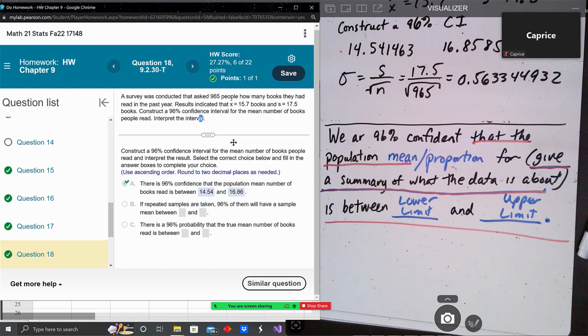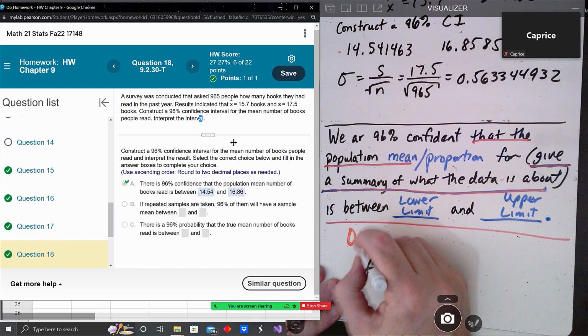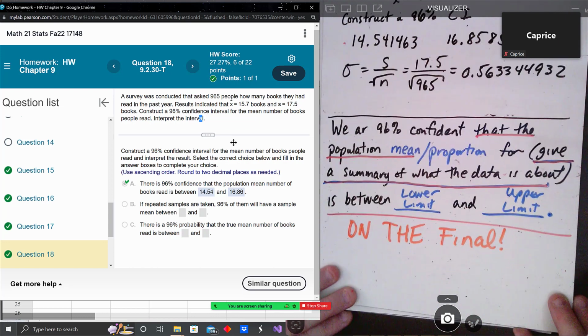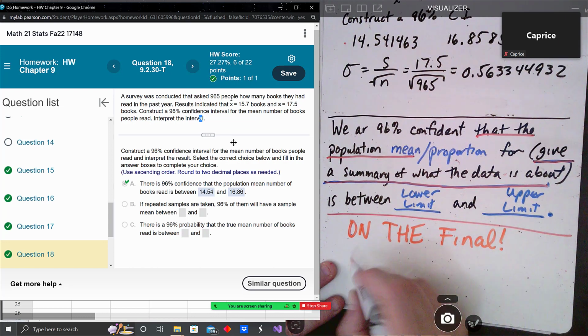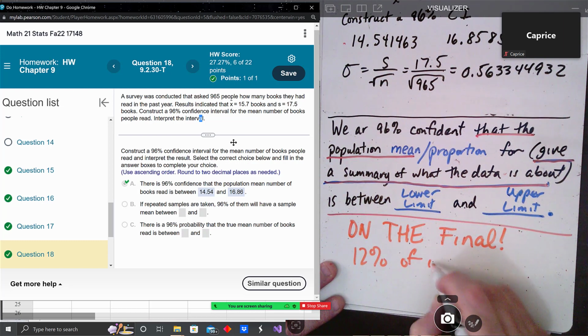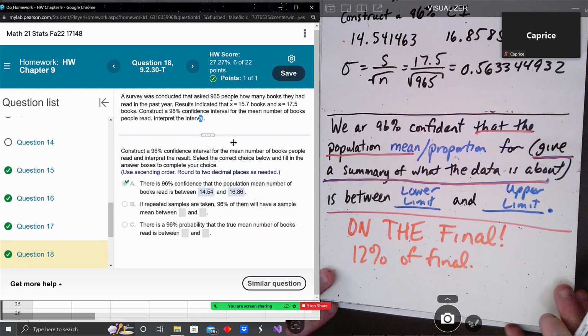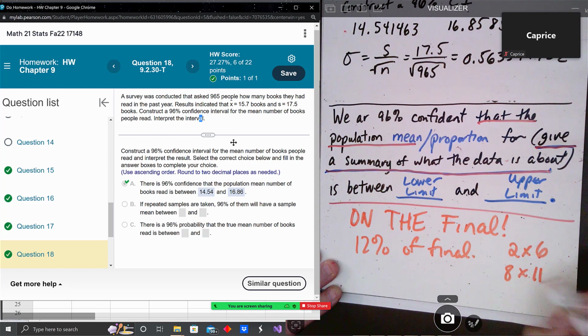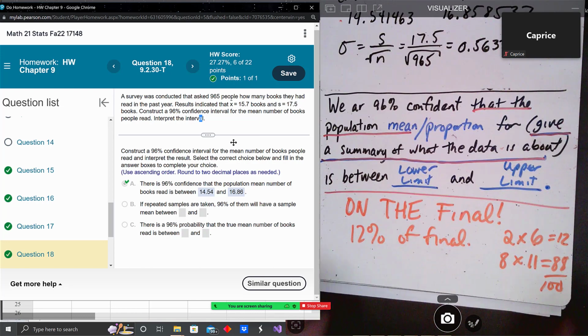So this is on the final. In fact, I want to say it's 12% of the final. I've got two problems worth 6 and 8 problems worth 11. So 12 and 88 is 100. The confidence intervals are 6. The hypothesis tests are 11. There's 10 problems on the final. So knowing how to do this sentence is good. I'm going to go back and look at 5.